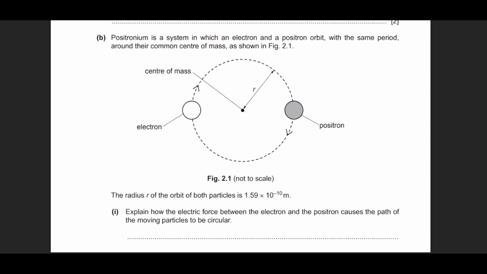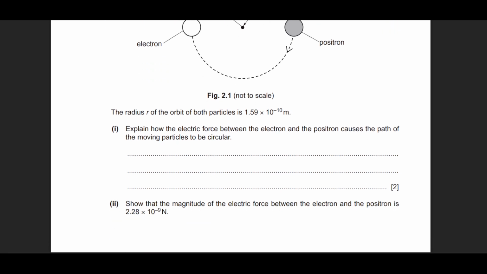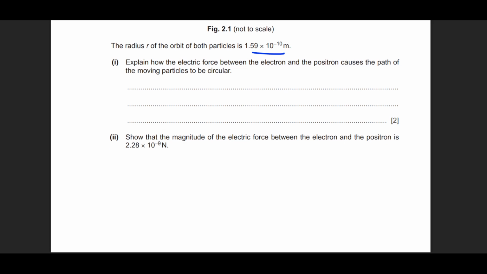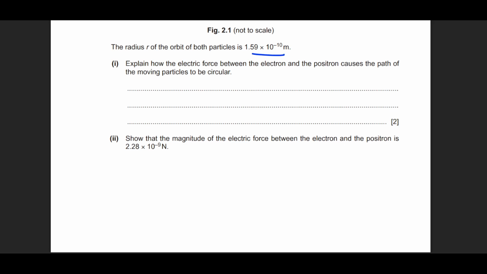Positronium is a system in which electron and positron orbit with the same period around the common center of mass, okay, fine. The radius of the orbit is given. Explain how the electric force between the electron and positron causes the path. Okay, again, he's asking the justification for circular motion. So there is an electric force, or you can say the electric force is perpendicular. So, sorry, not electric force, but centripetal acceleration. So there is an acceleration, right, being perpendicular to velocity.